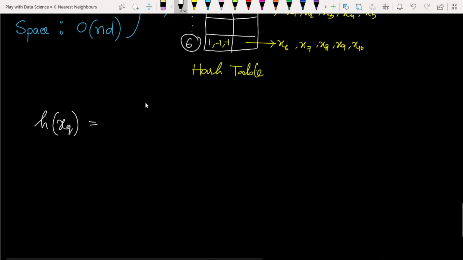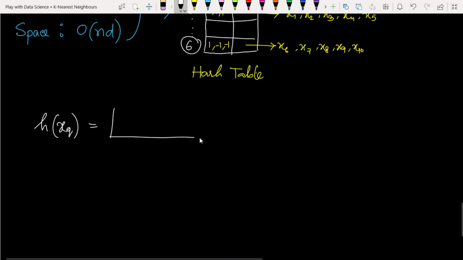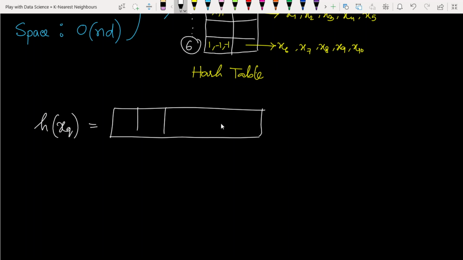So we can easily construct it. The hash value will be like this, 1 2 up to n. This will be our hash value of this query point. Suppose we have considered 3 hyperplanes, 1 2 3. So the hash value for this query point is 1 1 1.